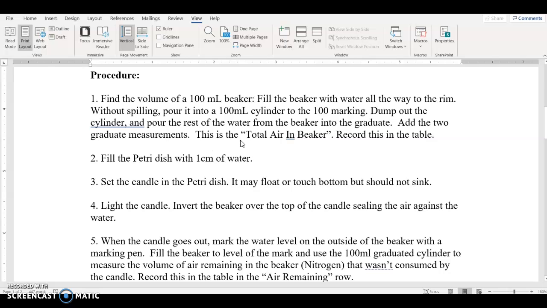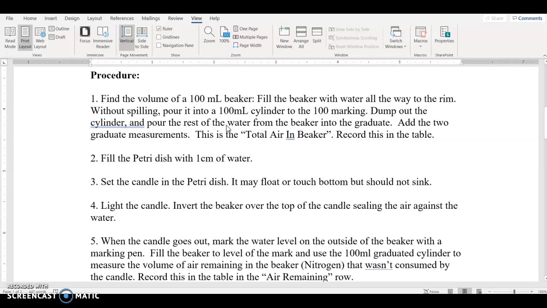And you're going to put that total in the total air in beaker. So of course we're putting water in there so we can measure it, but what that represents is the amount of air that's in that beaker. Okay, and you're going to record that in the table. And that table is part of an Excel file. You'll just pull it up. It'll be one of the resources.